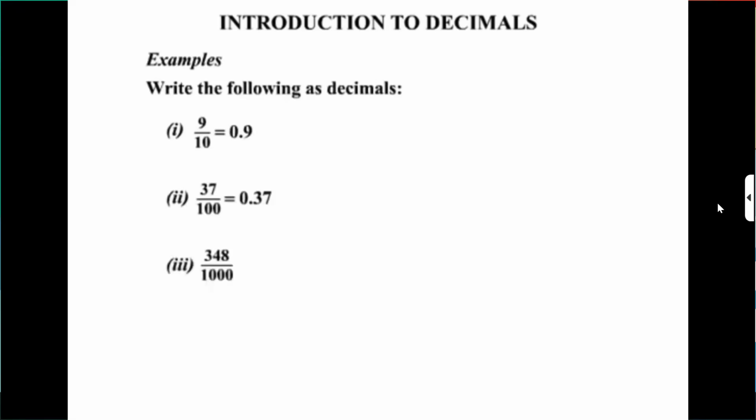The second one is 37 by 100. In the denominator, we have 100, so two decimal places will be there. So we count the 7 and 3 and put 0.37.